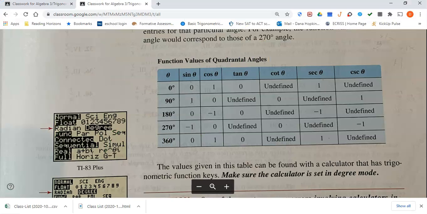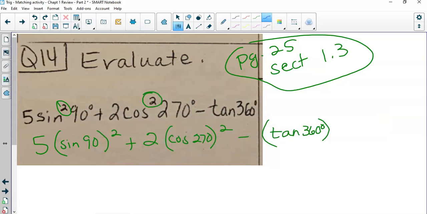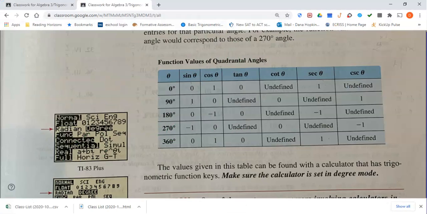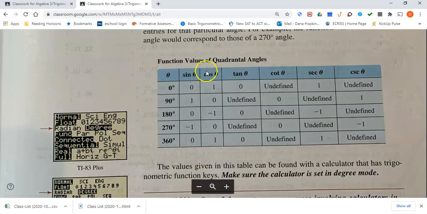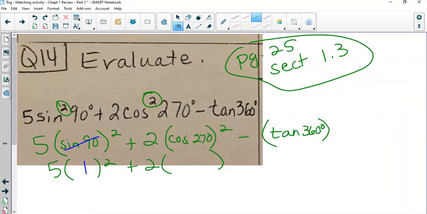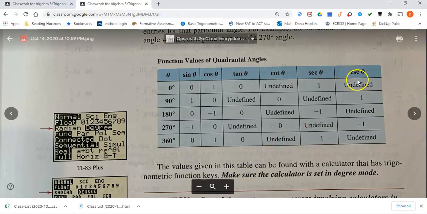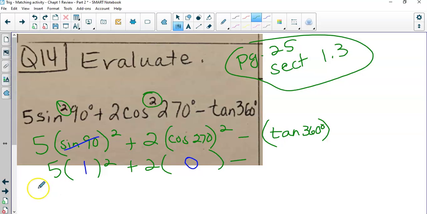I'm using this chart over here. The sine of 90 is 1, so I'm going to plug in that value, and I'm going to go ahead and multiply those in. I need to look up the cosine at 270. Cosine of 270 is 0. And then finally, the tangent at 360. Here's tangent, here's 360. Again, it's 0.